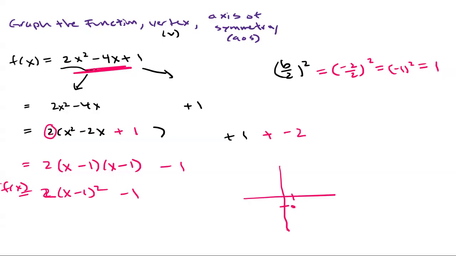And then we have a positive 2 here, so that means it's going to stretch out by a factor of 2. So, something like that. Okay, so there's our graph. And then our vertex is going to be (h, k), which is positive 1, negative 1. And then our axis of symmetry is going to be x equals positive 1.